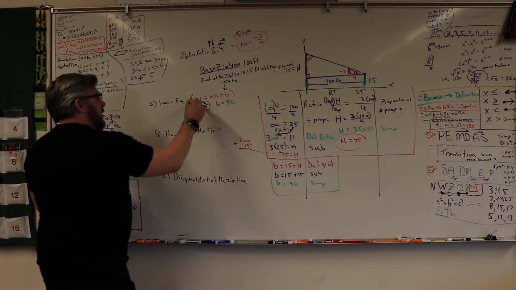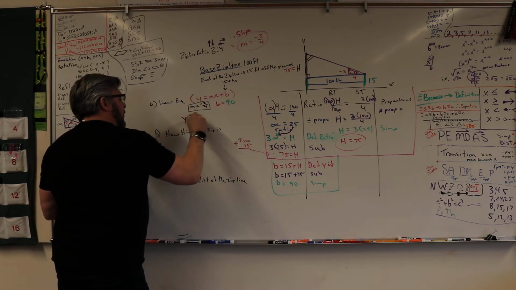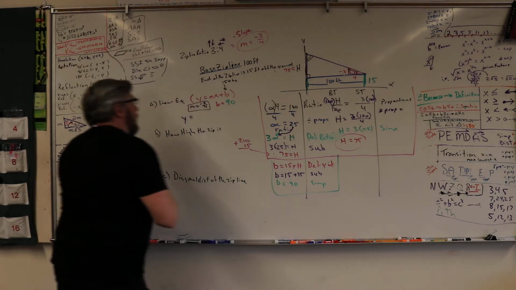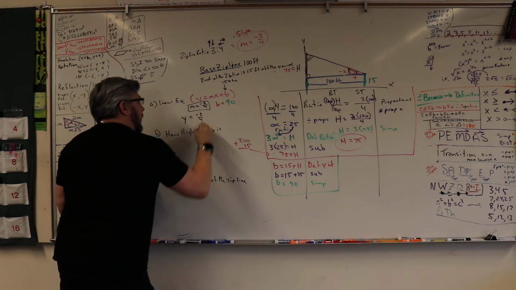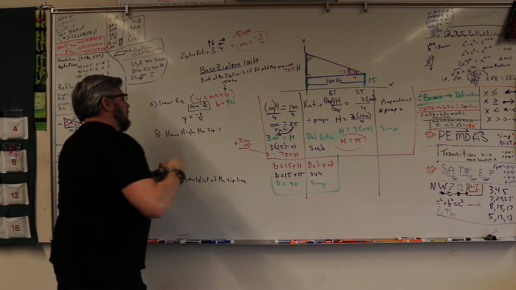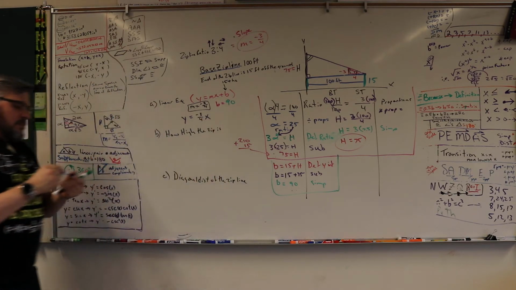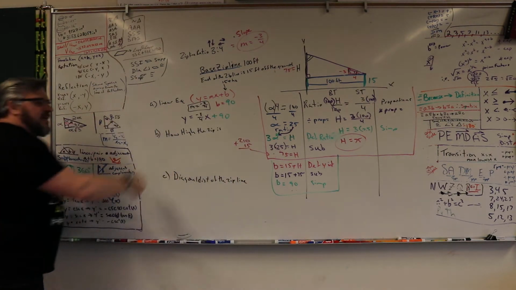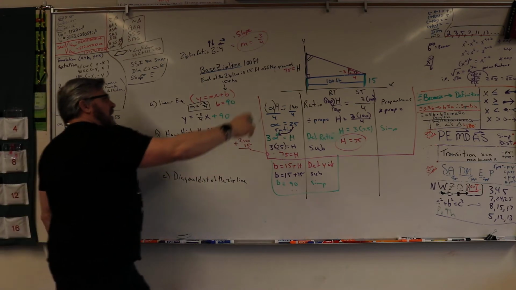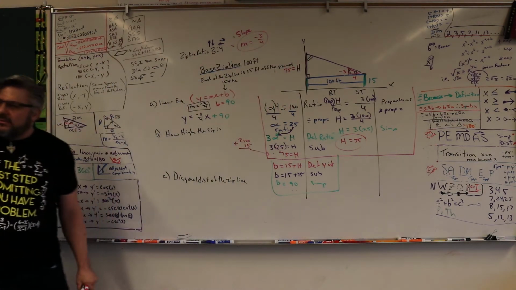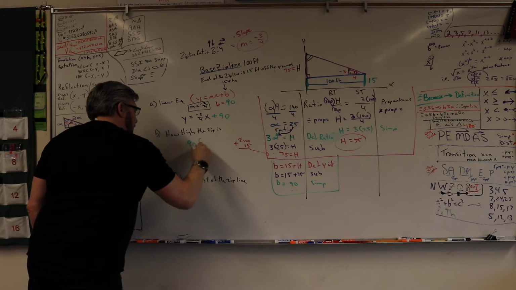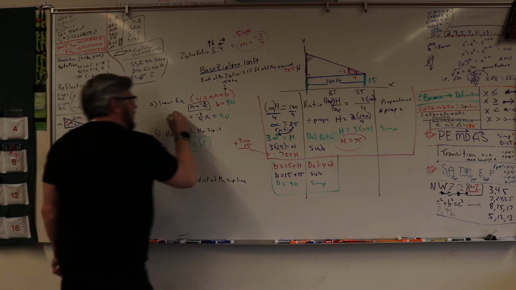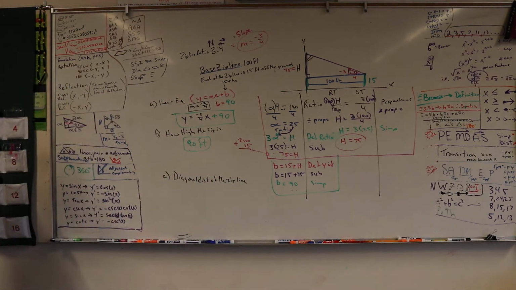Y equals mx plus b. So y equals m, which is negative 3 over 4 x plus 90. So how high is that zip line? If you're going to hang up your zip line, how high do you have to go? 90 feet. Right? So you have your equation, you have your height.